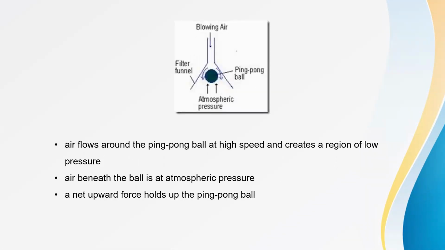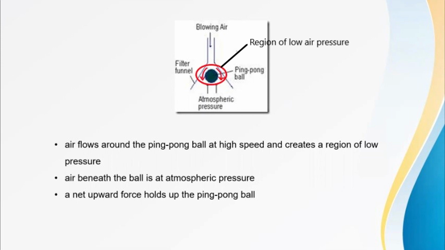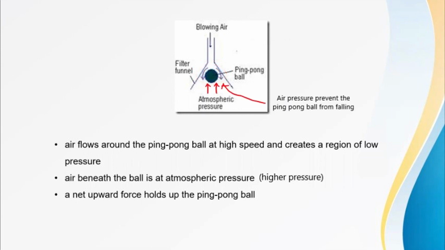Next, a filter funnel is inverted and a ping pong ball is held under it. When air is blown through the funnel, the ping pong ball does not drop when released, but is held up beneath the funnel. The air flows around the ping pong ball at high speed and creates a region of low pressure. The air beneath the ball is at atmospheric pressure and a net upward force holds up the ping pong ball.